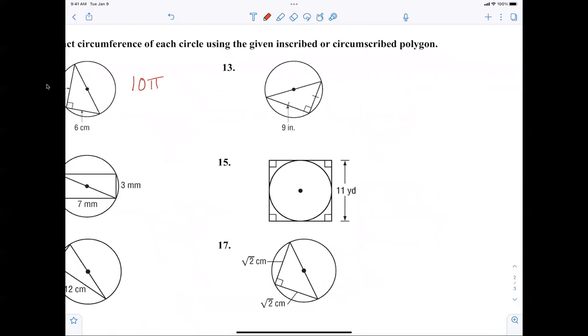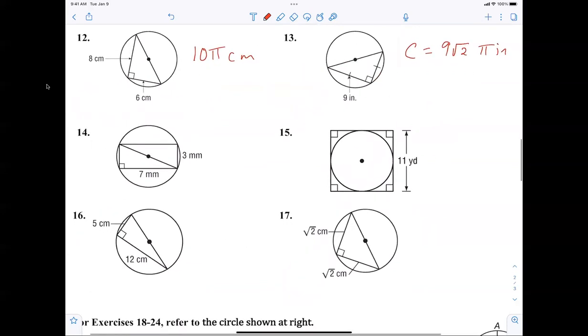13, somebody tell me the circumference is equal to, oh, and don't forget to put centimeters down. So 13, what is the circumference? 9 radical 2 pi. Yes, thank you very much. 9 radical 2 pi inches. Anybody have any issues with that? Anybody have any issues? I told you it's going to be easy.